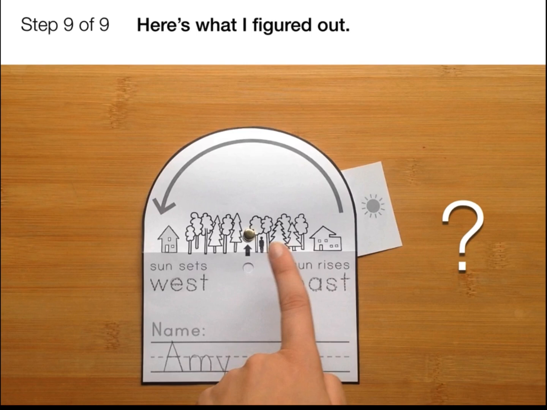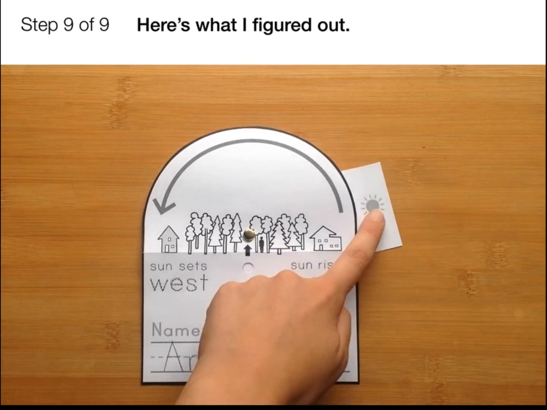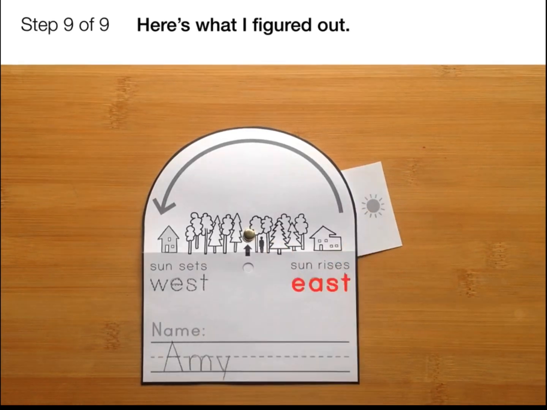Should I follow the sun? Wouldn't that just take me back to my friend's house? Well, in the morning, the sun comes up over here, in the east. It's the same direction as my friend's house.